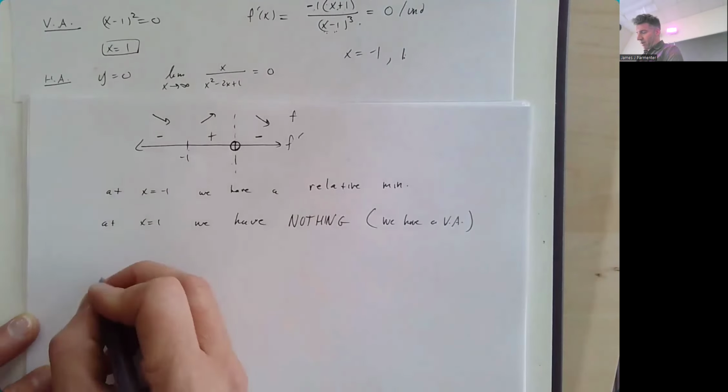So now let's try and graph this thing. I'm just going to put all my pieces of information on my graph. I have an intercept at 0, the origin. I have a vertical asymptote at x equal to +1. I have a horizontal asymptote at y equal to 0, which I'm not going to draw because it's just the x-axis. And I have a relative minimum at x equal to -1, y equal to -1/4.